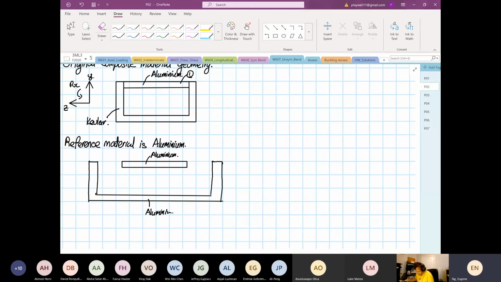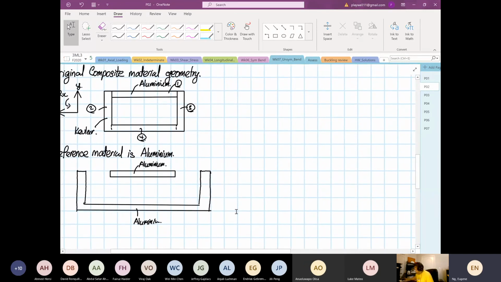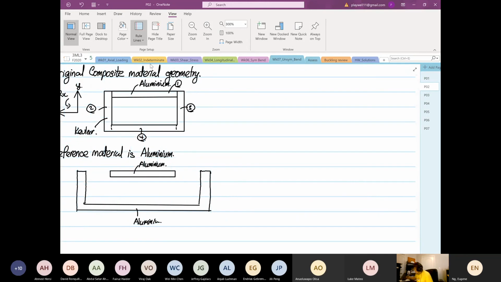I'm looking at my geometry now. I'm going to divide this way. So this is my number 2, this is my number 3, and this is my number 4. And we know 2, 3, and 4 are all Kevlar. So now we are good. The first thing we are going to do now is find the centroid, right? We'll find the centroid.